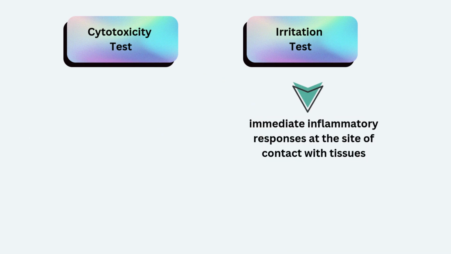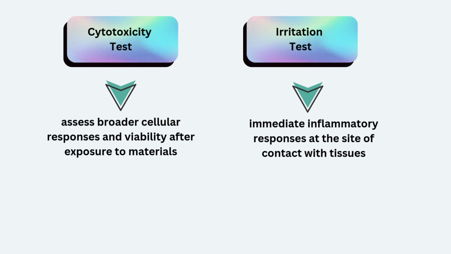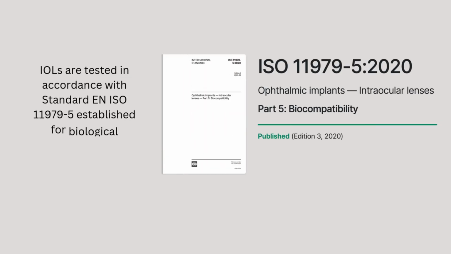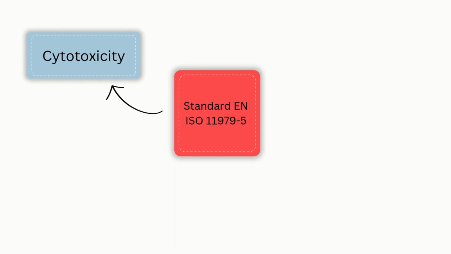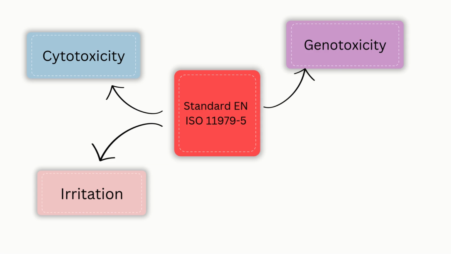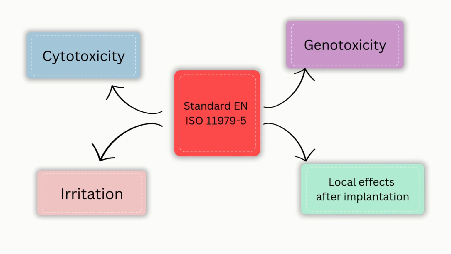Irritation tests focus on immediate inflammatory responses at the site of contact with tissues, while cytotoxicity tests assess the broader cellular responses and viability after exposure to materials. IOLs are mainly tested in accordance with EN ISO 11979-5, which highlights 4 main tests for assessing the biocompatibility of IOLs: cytotoxicity, irritation, genotoxicity, and local effects after implantation.